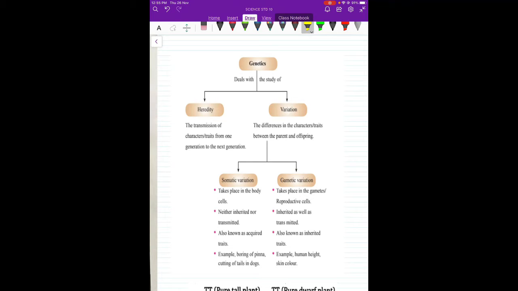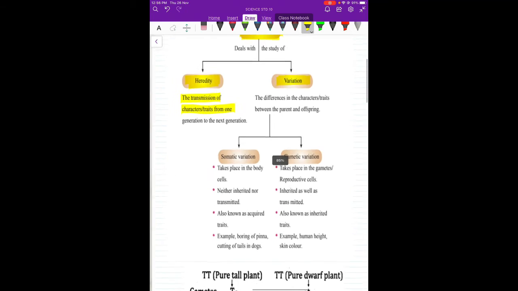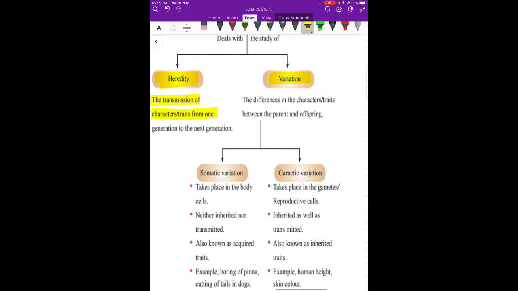So heredity and variation are two different things, and genetics is a branch which deals with heredity as well as variation. Now what does heredity mean? It is simply the transmission of characteristics from one generation to the other. But what does variation mean? Variation means the differences in the characteristics.